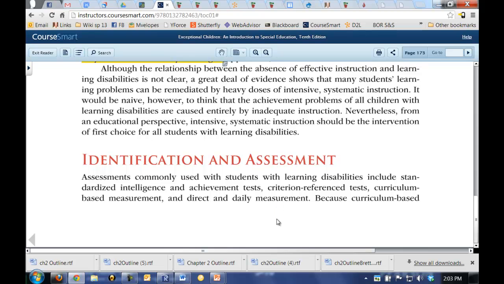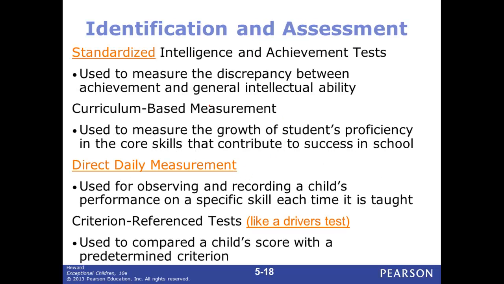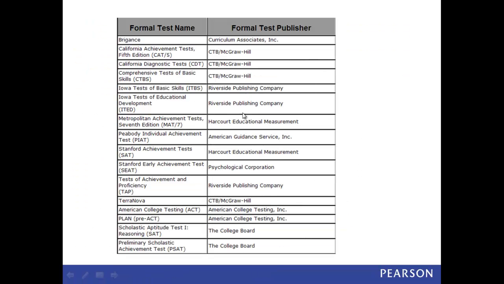So then let's talk about identification and assessment, how we're going to identify and assess them. Here are those factors we just talked about. First, you would use a standardized intelligence and achievement test to measure the discrepancy between achievement and general ability. So what is standardized? Here's a whole list of different standardized tests.